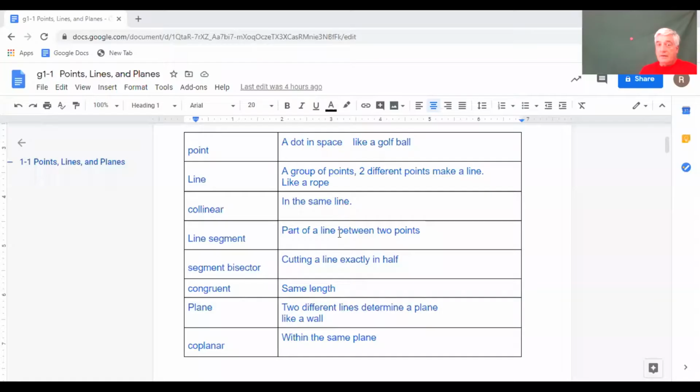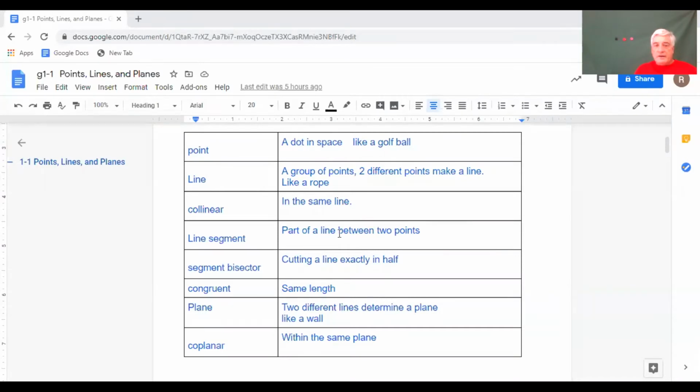A line is a group of points. Two different points make a line. A rope is a line. Collinear means they are in the same line. These points are in the same line: one pink, one black, one red. You can draw a line right across and go through the middle of each point.